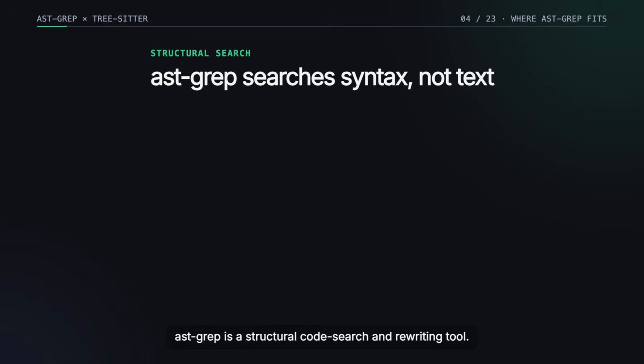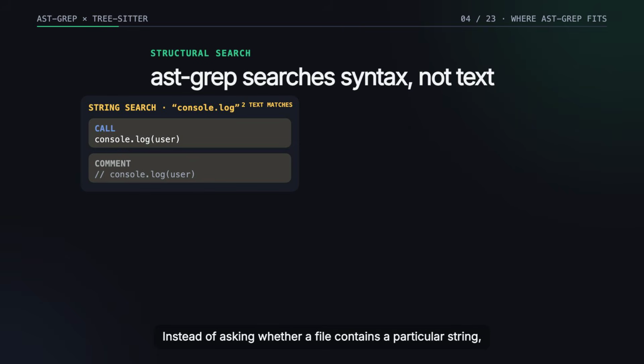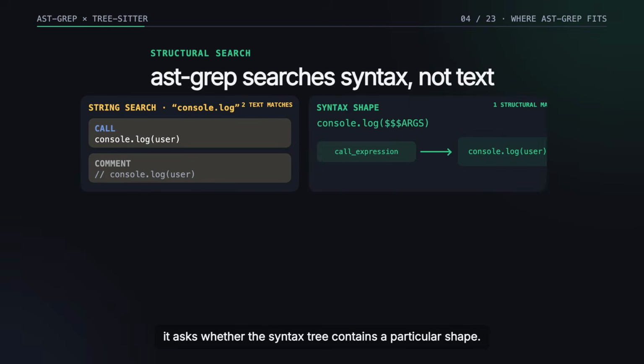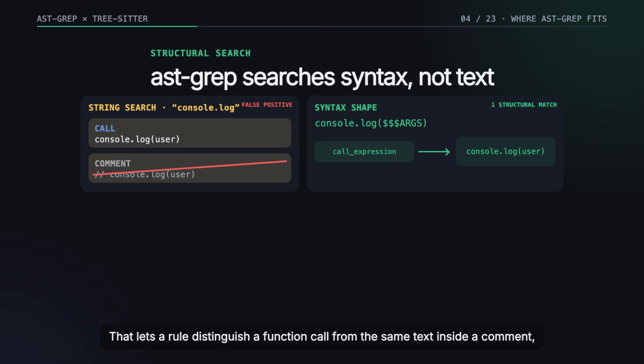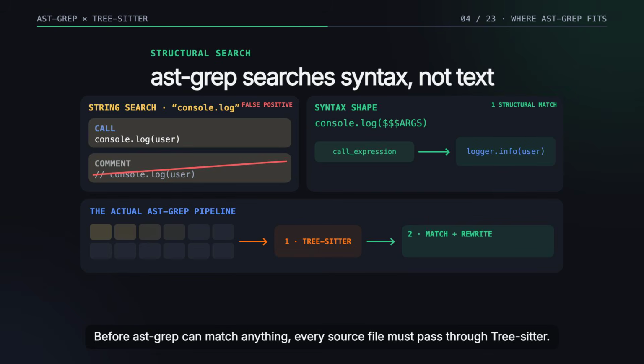ast-grep is a structural code search and rewriting tool. Instead of asking whether a file contains a particular string, it asks whether the syntax tree contains a particular shape. That lets a rule distinguish a function call from the same text inside a comment, or replace one expression without touching a similar-looking declaration. Before ast-grep can match anything, every source file must pass through Tree-sitter.